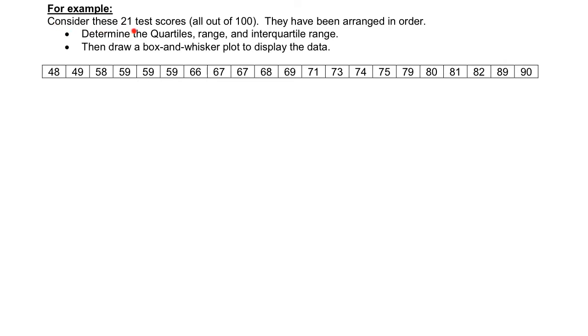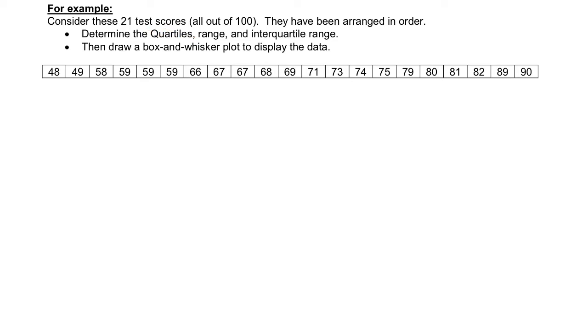So here I have 21 different test scores, and I've already arranged them from lowest to highest in order. So we're going to determine the quartiles, the range, and the interquartile range. Once we've done that, we're going to draw a box and whisker plot. So I'm going to illustrate all those things that I showed you previously. So the first thing we want to do is determine our quartiles.